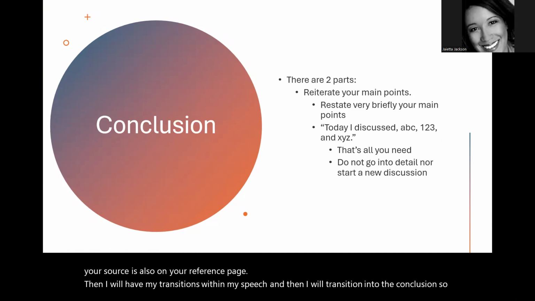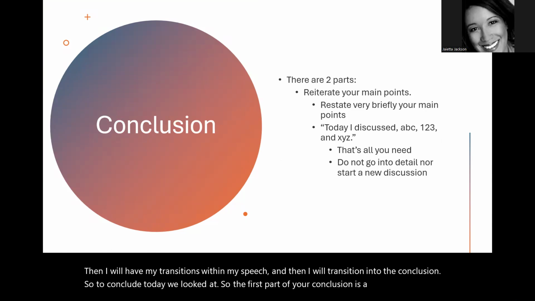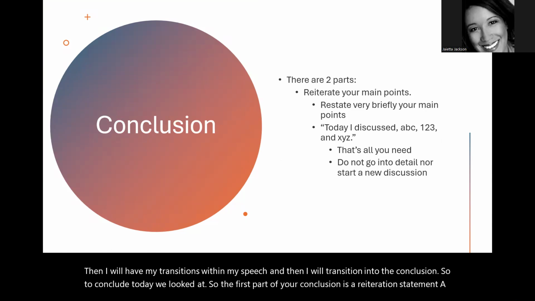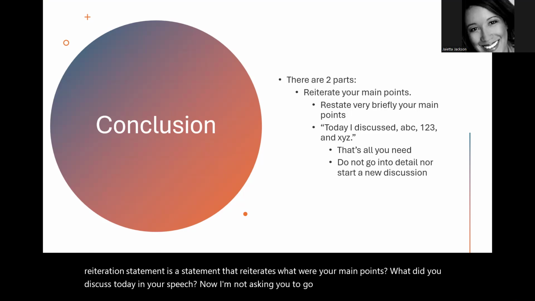So, to conclude, today we looked at, so the first part of your conclusion is a reiteration statement. A reiteration statement is a statement that reiterates what were your main points? What did you discuss today in your speech? Now, I'm not asking you to go into detail and start your speech all over again.